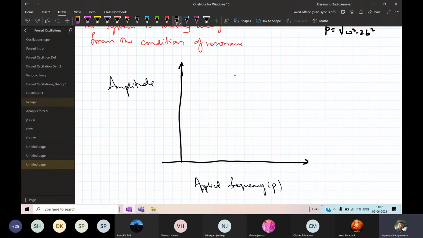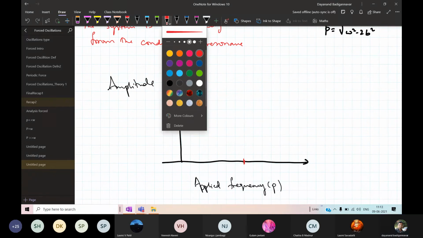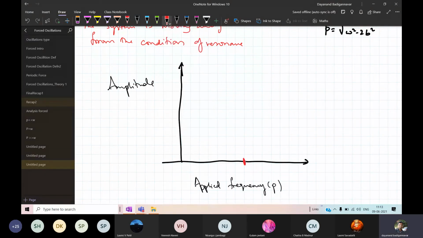Now I will mark here. So this is the condition for resonance, root of omega square minus 2b square. At this condition, the value is maximum. I will plot 3 graphs that will help you to understand the resonance.